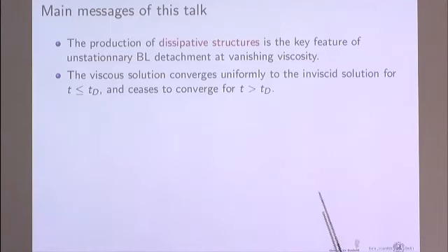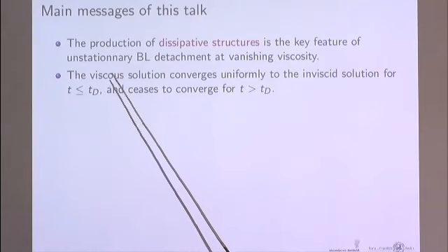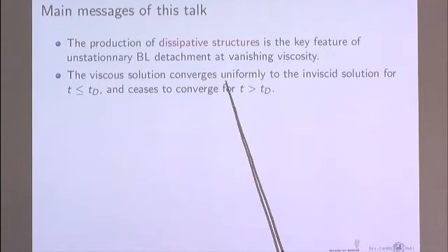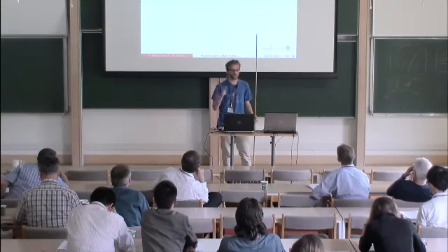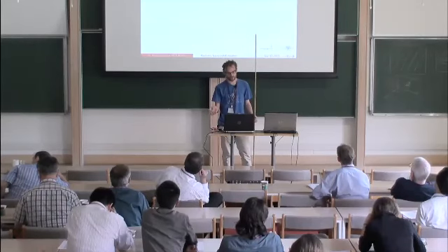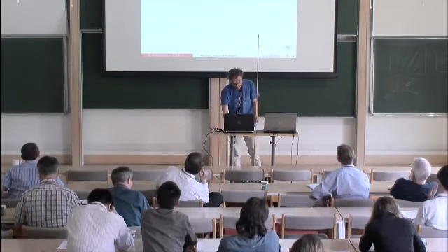And I've not had time to really extend on that, but for t lower or equal to the detachment time, the solution converges actually uniformly in time in the energy norm to the Euler solution. But for t strictly greater than that, according to the Kato theorem, since we are dissipating energy, we do not converge anymore to the inviscid solution. Remember, there was the equivalence between the two.